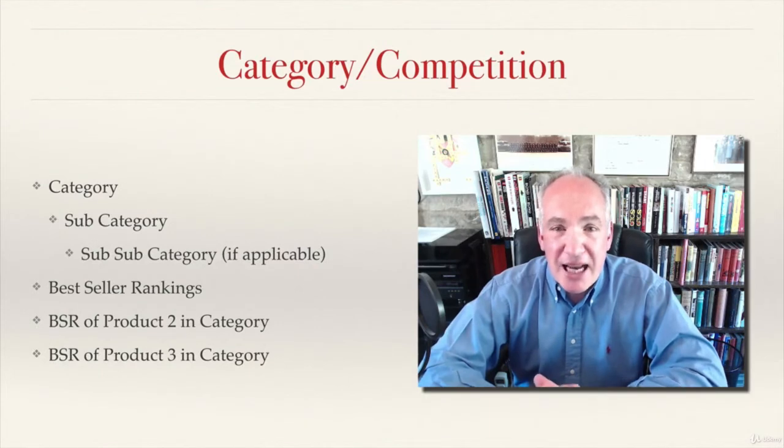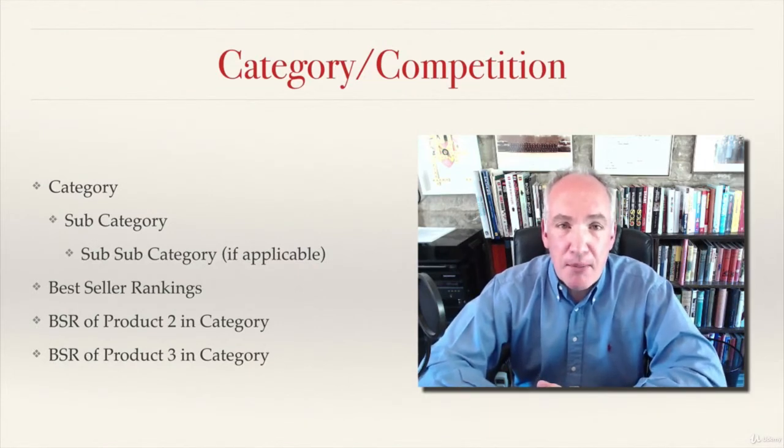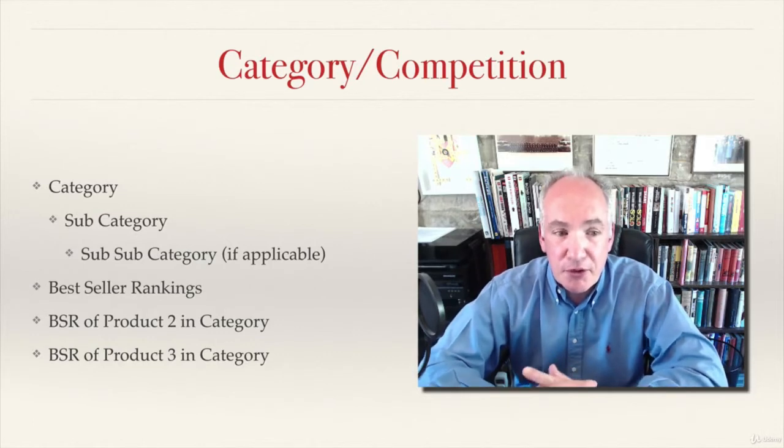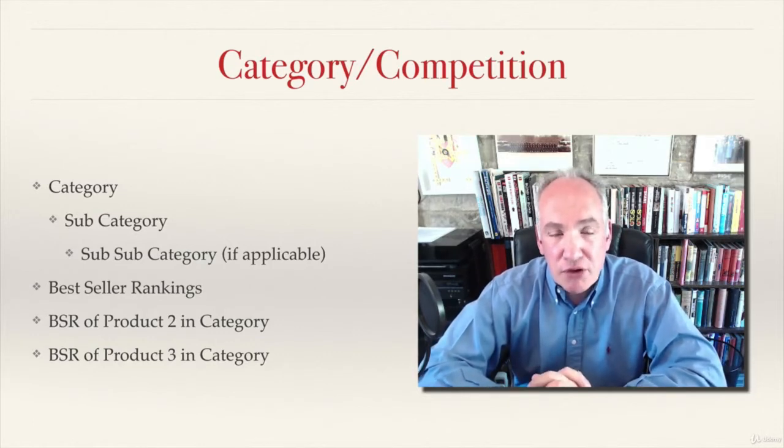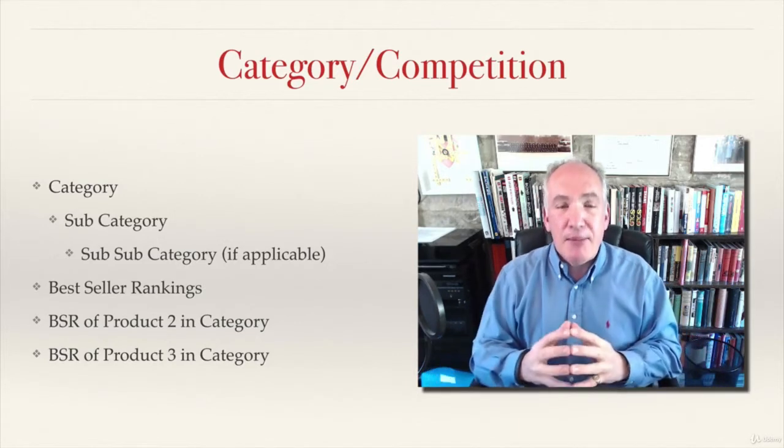Then you need to look at the category and the competition. So you may go down as far as subcategories and subcategories. So I've left you some space for that. But what you really want to do is look at the bestseller ranking for this product, and then critically look at the bestseller rankings for items number 2 and 3 in that category. And let me explain why.